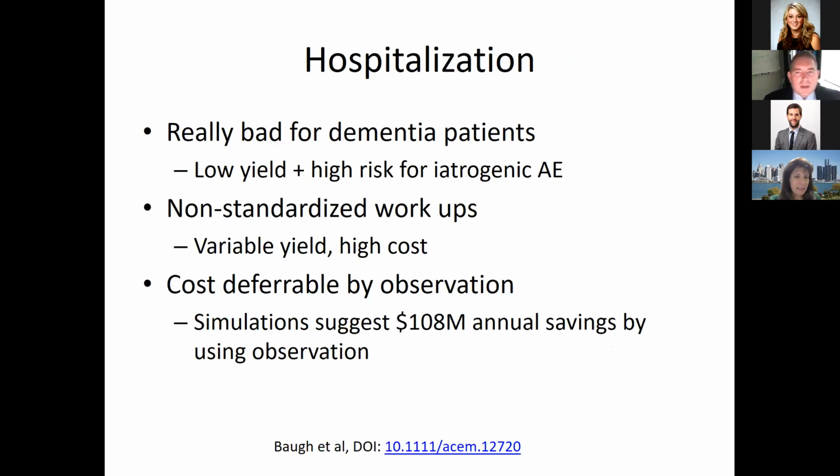We know that hospitalization is really, really bad for dementia patients, that it's low yield and it's high risk for iatrogenic adverse events. Falls are just the least of the issues, sundowning, and there's not a lot of benefit to bringing somebody fully into the hospital in the elderly dementia population. And those are the ones that very frequently present with syncope because they were found on the floor, and the assumption is, well, they must have passed out. Inpatient has non-standardized workups, variable yield, high cost, and these costs are deferrable. And we've got simulations suggesting massive amounts of savings on a national scale by using observation care for syncope.